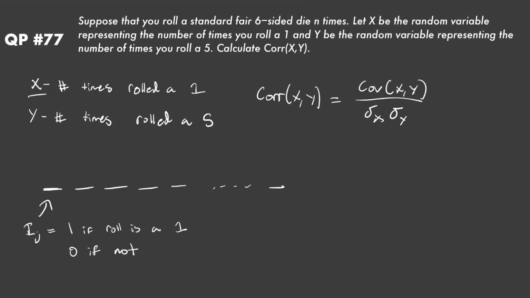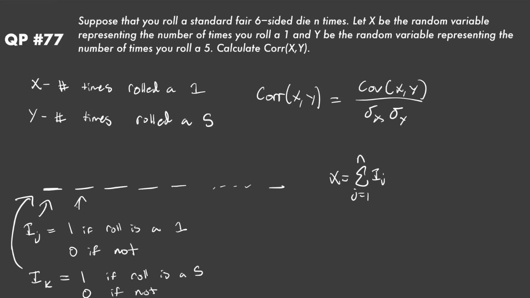And now x, which just represents the number of times that we rolled a 1 among all n rolls, can be expressed as the sum from j equals 1 to n of I sub j. Now for y, I can do the exact same thing. For my first roll, I'm going to define another indicator, I sub k, that's equal to 1 if the roll is a 5 and equal to 0 if it's not. Again, I'm going to define the same indicator for all of these n rolls, and then we can express y as the sum from k equals 1 to n of I sub k, for the same reasons as up here.